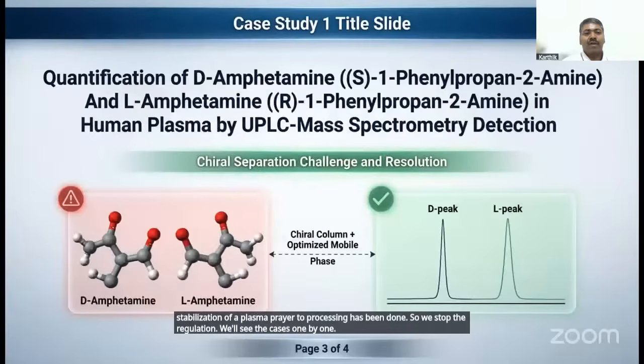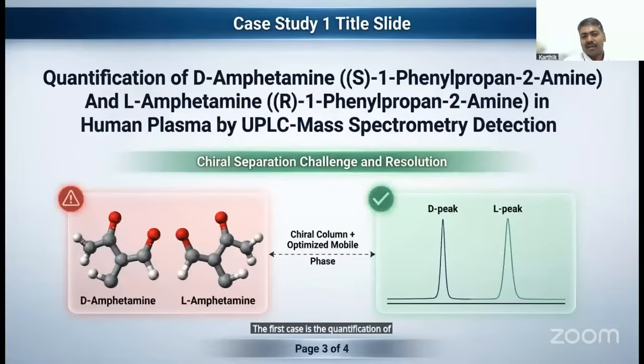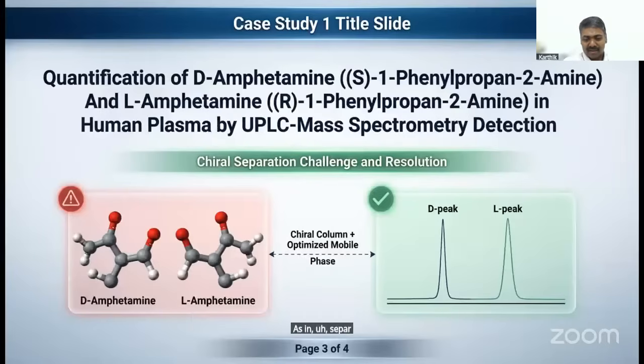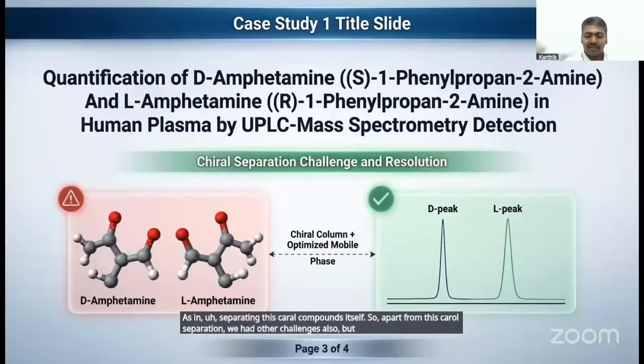The first case is the quantification of dexamphetamine and L-amphetamine, the dextro and levo forms of amphetamine, in human plasma by UPLC with mass spectrometry detection. This is a chiral separation, and usually for chiral separations we have challenges in separating the chiral compounds themselves. Apart from that we had other challenges also, but during method development we didn't face anything, and this is still a controlled substance.